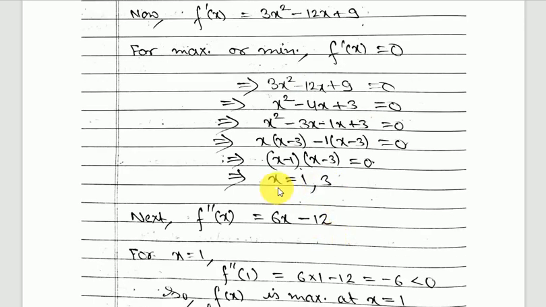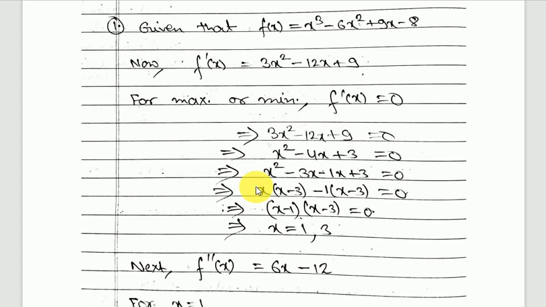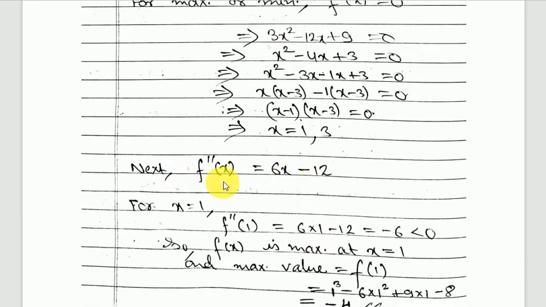Now we don't know whether 1 is the point of maximum, or 3 is the point of maximum. Right now we cannot say which one of these is maximum and which one is minimum. So the next step is we have to find the second derivative. Whatever you have got after the first differentiation, differentiate it again. After differentiating, you will get 6x minus 12. So you got the second derivative.